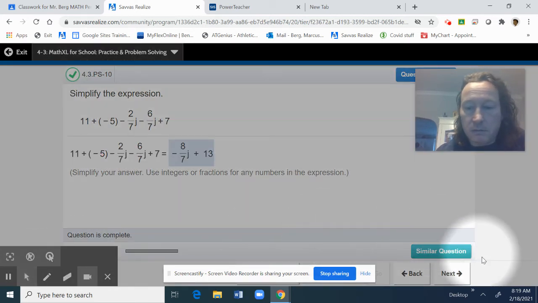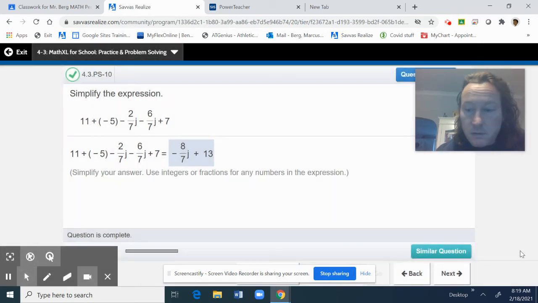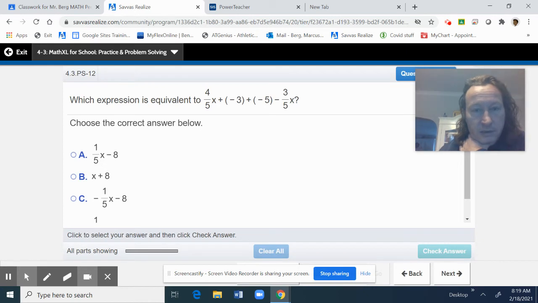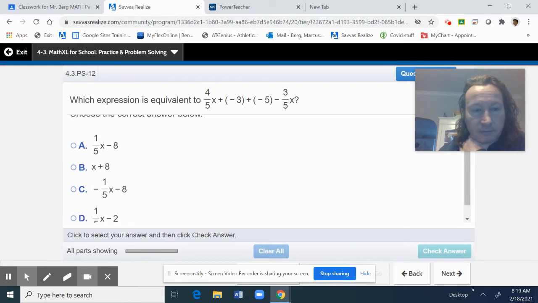All right, so let's spotlight. Isn't that wonderful? All right, so that's basically how your questions are going to be. This one you just have to do and pick the correct answer down below. It's 4/5x. Put that with, don't forget the sign, the minus 3/5x, and put these together.